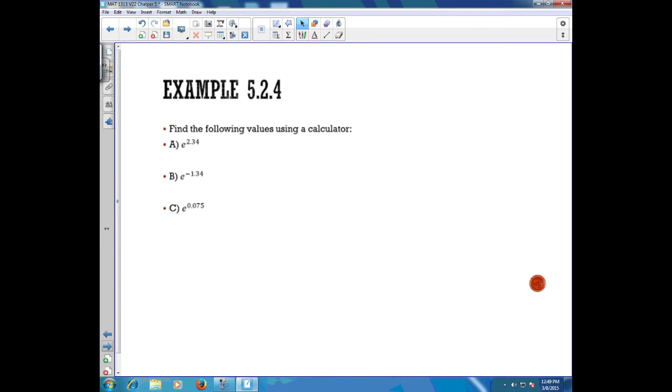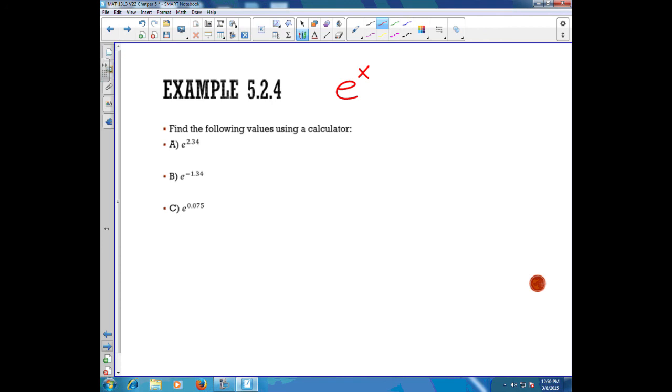So the last thing we need to talk about in this section is just how to find values using your calculator. If you look at your calculator, you likely see a button that says ln, and we'll talk about that button later. But for now, above that button as a second function, you should see something that says e to the x. That's what you're going to use in order to calculate e raised to some power.